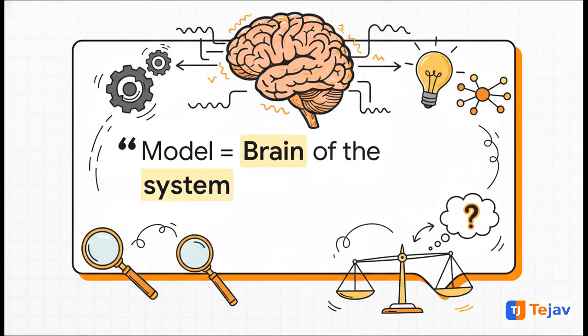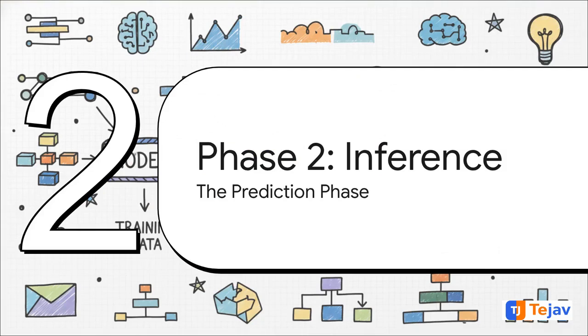And really, the easiest and most powerful way to think about it is just like this. The model is the brain of the system. Simple as that. It's done all the learning, absorbed all the lessons, and now it's ready to actually think for itself. Okay, so we've got this trained brain. How do we actually put it to work?